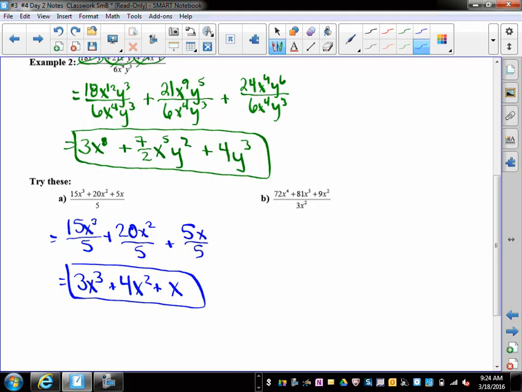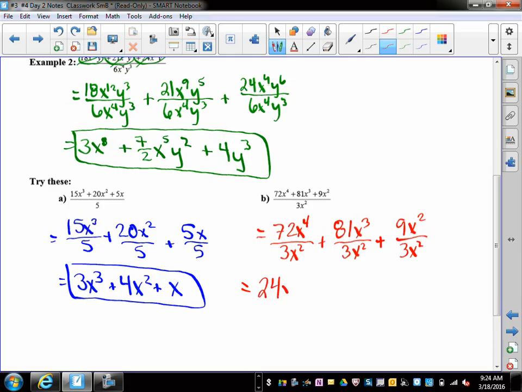Alright, now letter B. A little bit more work, but still not bad. 72x to the 4th over 3x squared, plus 81x cubed over 3x squared, plus 9x squared over 3x squared. Jason, you want to redeem yourself? 24x squared. Good, 27x. Plus what? Good, plus 3. Very good. Good job. Alright, any questions on those?